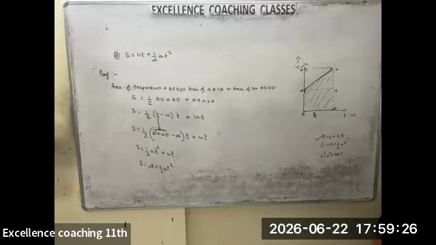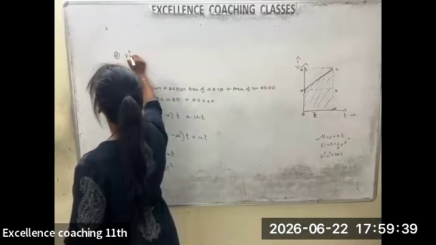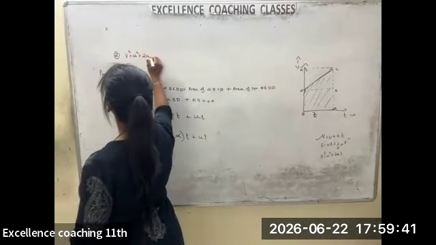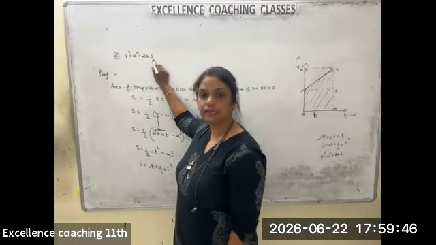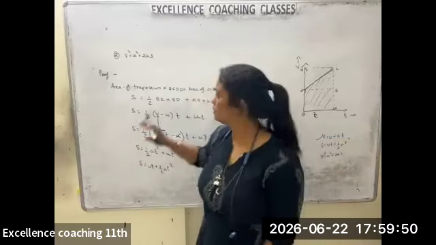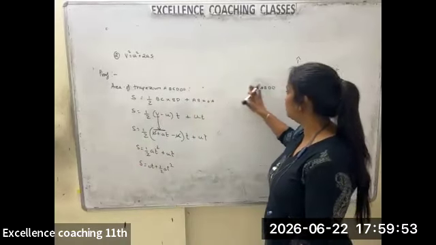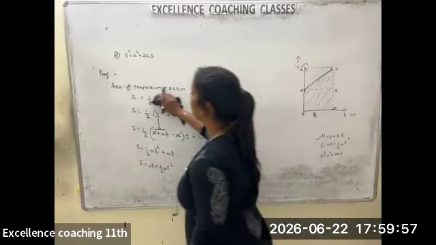Done. Can we take the last one? So what is the last one? V square is equal to U square plus 2AS. So again, there is distance in it. So let us start with area under the curve, area under the trapezium. But we'll not put this formula now. We'll take the actual formula of trapezium.